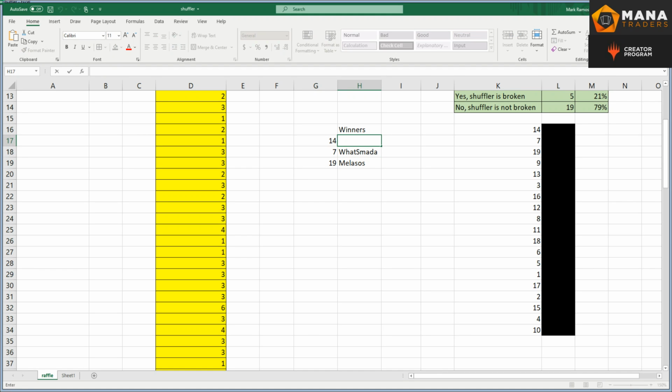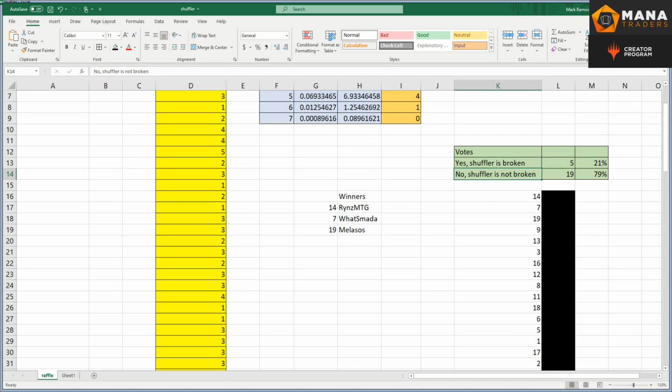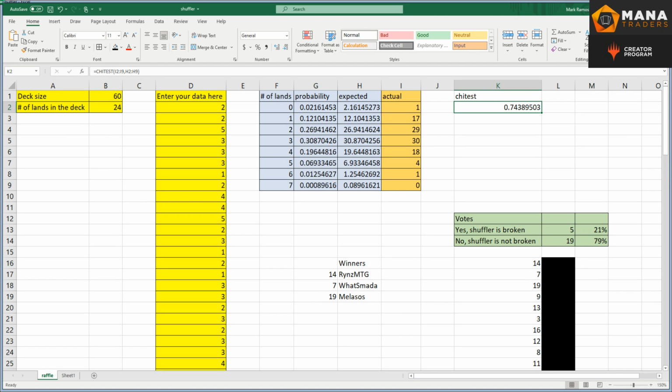And you can verify this by going to the EtherHub article and counting from the top comment going to the bottom, the 7th and then the 14th, not counting the ones that were entered after the entries have closed, and not counting the ones who voted yes, the shuffler is broken, because we are choosing our winners from the people who chose no, the shuffler is not broken, because that is the result of our experiment.